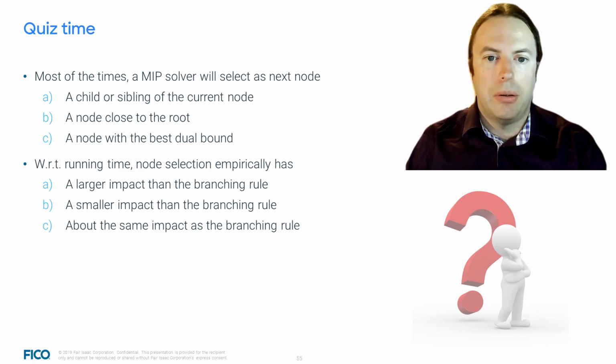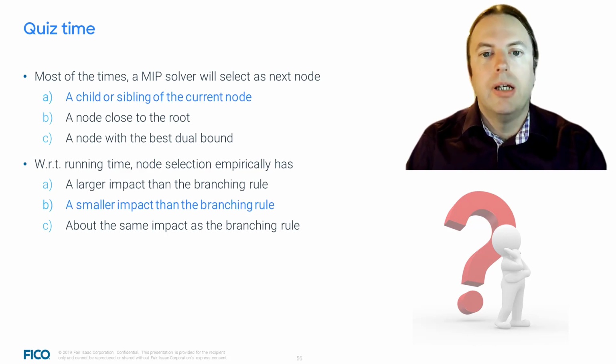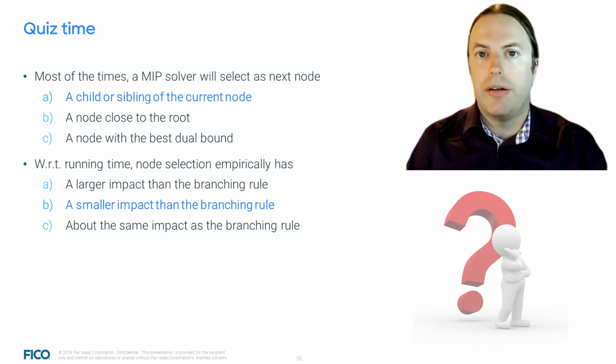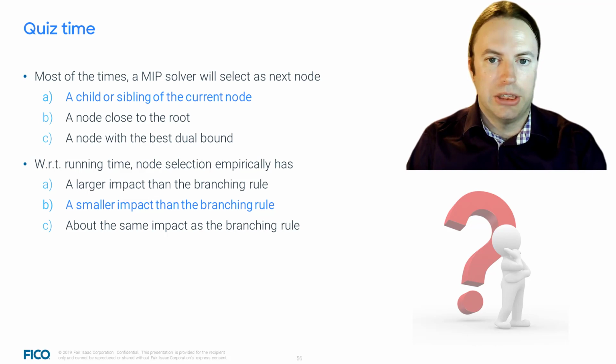And here are our solutions. Most of the times, a MIP solver will select a child or a sibling as the next node to process. And second question, with respect to running time, node selection has a smaller impact than the branching rule. The branching rule is by far the more important decision.